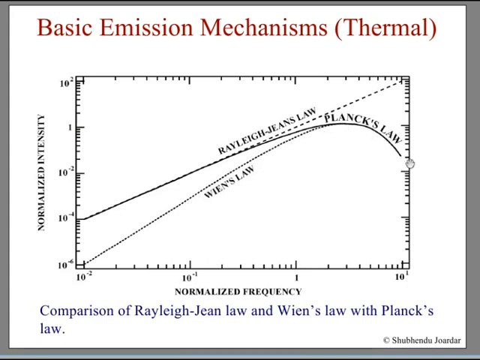And the Wien's law doesn't. This is the Planck's law actually. So Wien's law doesn't approximate the Planck's law. Planck's law is the correct form of radiation law. Rayleigh-Jeans and Wien's law are only approximations of that.